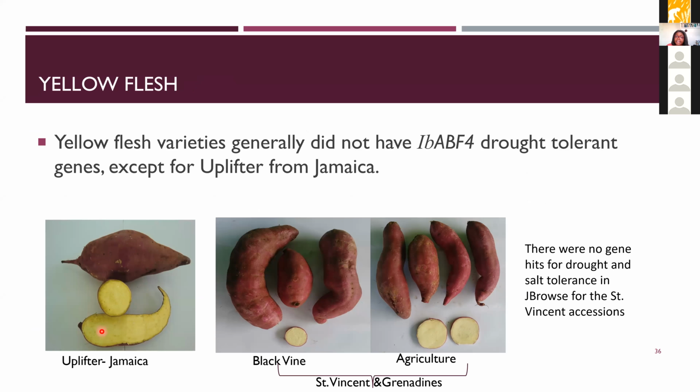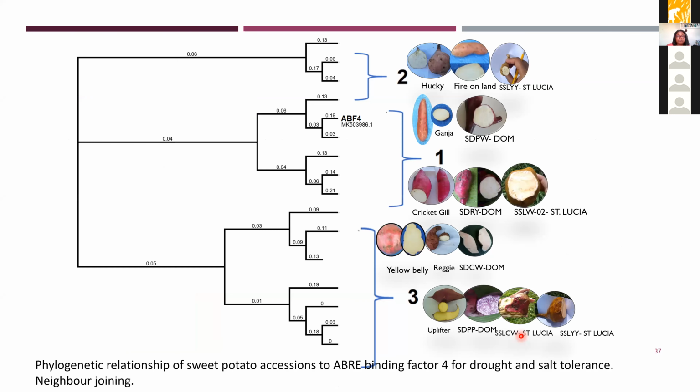The Black Vine, Agriculture, and St. Vincent types did not have this gene, and so they were not included in our analysis for looking at the similarity, nor did the C104 from Barbados.